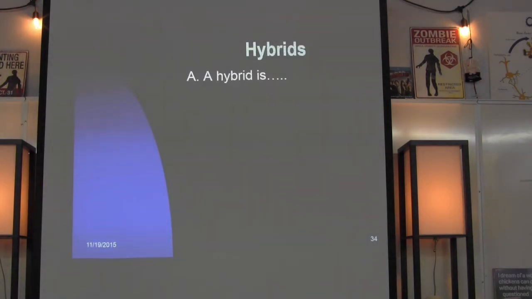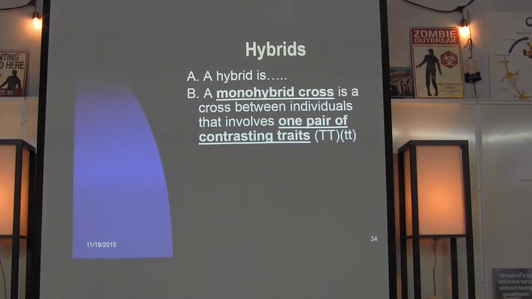All right, so a hybrid. What we've been doing and what you're going to be doing on the test is just this one right here. It's called a monohybrid cross. Mono means one, and a hybrid means one pair of contrasting traits. So once again, we're looking at height, tall versus short. When I think of hybrid, I think of a hybrid car because it's got two different things going on. It's got electricity and it's also got gasoline. So a monohybrid cross is a cross between individuals that involves one pair of contrasting traits.